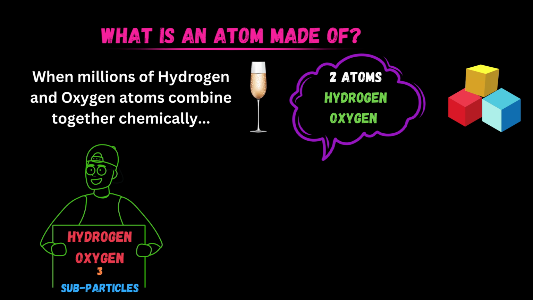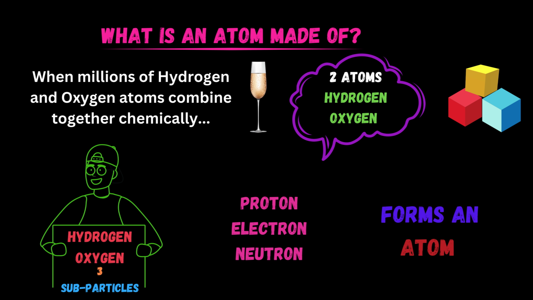For instance, take any atom and observe it under an electron microscope. You will see any atom is made up of proton, electron and neutron. Thus, we say that proton, electron and neutron form an atom. Let me repeat this important statement. Proton, electron and neutron form any atom. When many such atoms combine together, they form many different substances like water or an iron sheet.